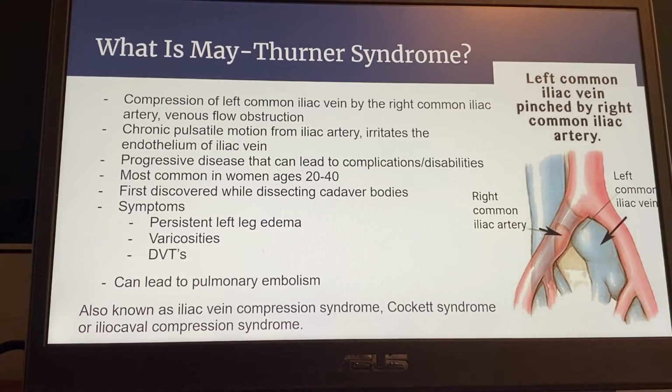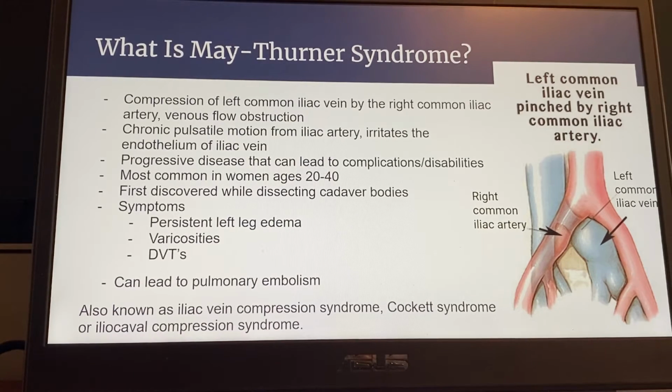What is May-Thurner syndrome? It is a compression of the left common iliac vein by the right common iliac artery. As we can see in this diagram here, you can see the right common iliac artery crossing over the top of the left common iliac vein, causing a compression. It's compressed between the common iliac artery as well as the vertebral body around the level of L5. After the compression, you can see a ballooning area within the iliac vein.